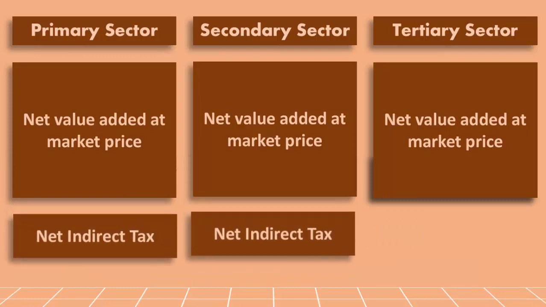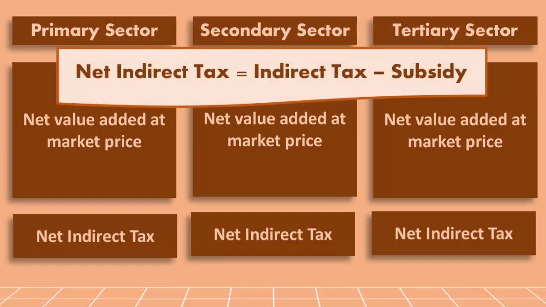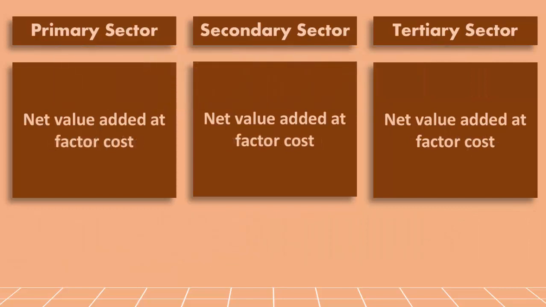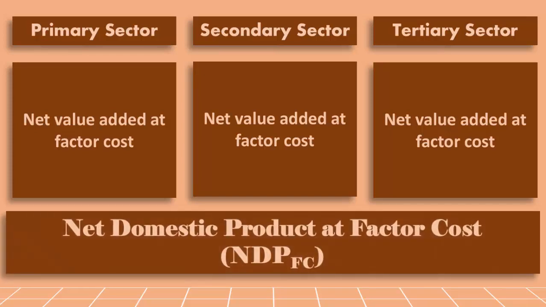Now we are to deduct net indirect tax from net value added at market price. Net indirect tax is equal to indirect tax minus subsidy. We get net value added at factor cost. By adding these values, we get net domestic product at factor cost.